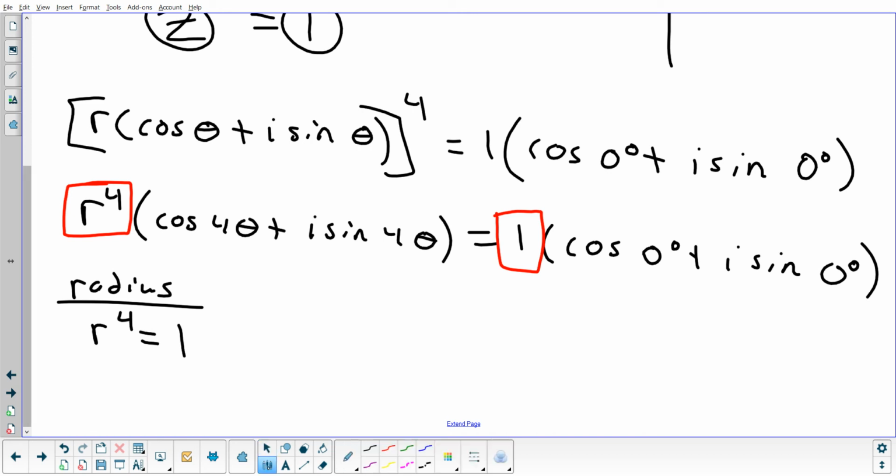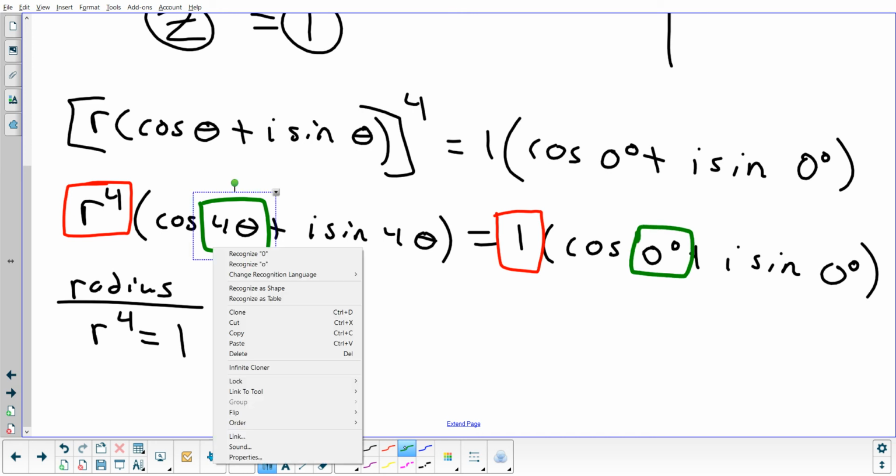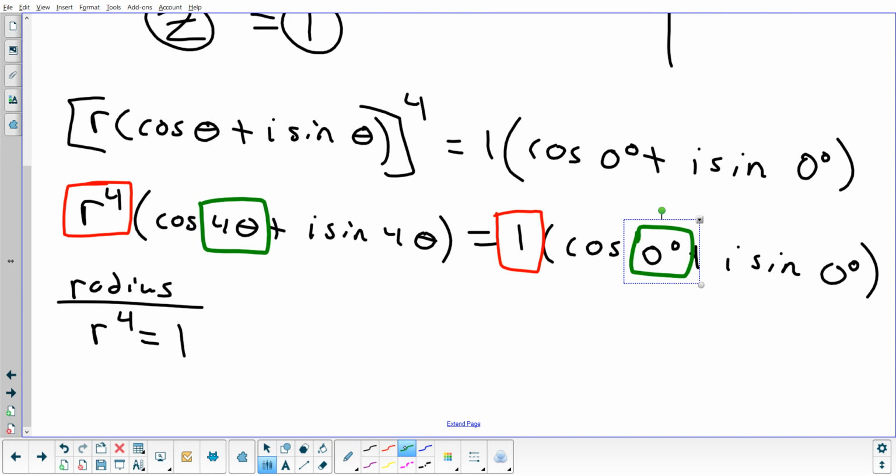Now you're going to do the same thing for the angle. You have an unknown angle on the left. You have a known angle on the right. Set the unknown angle equal to the one that you know and solve for theta. And that will give you your angle, because you have to make what's on the left match what's on the right. There are 2 things on the left, a radius and an angle, and 2 things on the right, a radius and an angle. So you're setting up 2 equations to solve for each one of them.